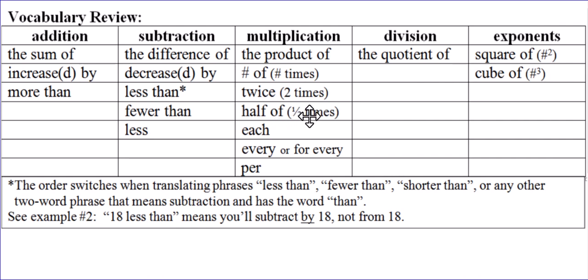One thing I want you to be aware of, the phrase less than and the phrase fewer than, and I want to apologize, the phrase fewer than should have also had an asterisk. I think your copy probably already has the asterisk there, but the asterisk is this right here. The order of the way that you write the math will switch whenever you are translating subtraction phrases like less than, fewer than, shorter than, or any two-word subtraction phrase that has the word than. The order will need to switch from how it was in words.